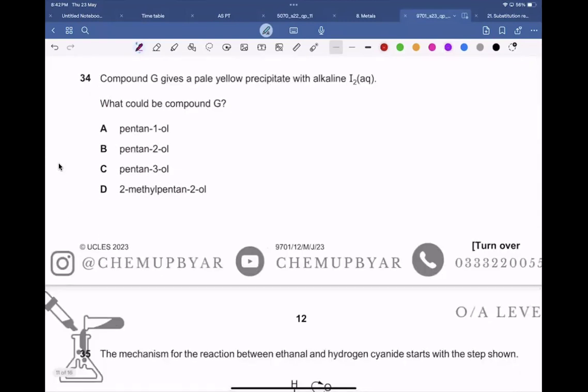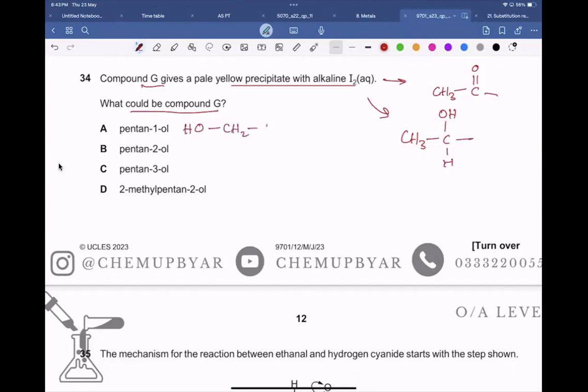Now, question number 34. Compound D gives a pale yellow precipitate with aqueous alkaline iodine. What could be the compound D? If you see, alkaline iodine is given by an aldehyde or ketone if they have this group, or it is given by an alcohol if that alcohol has the CH3CH(OH) group. It's a pentanol, so OH is on the first carbon, and then CH2 and so on. So it's not CH3 over here, and on its neighbor it's CH2, CH2 and CH3. So this group is not present in A, so A goes wrong.